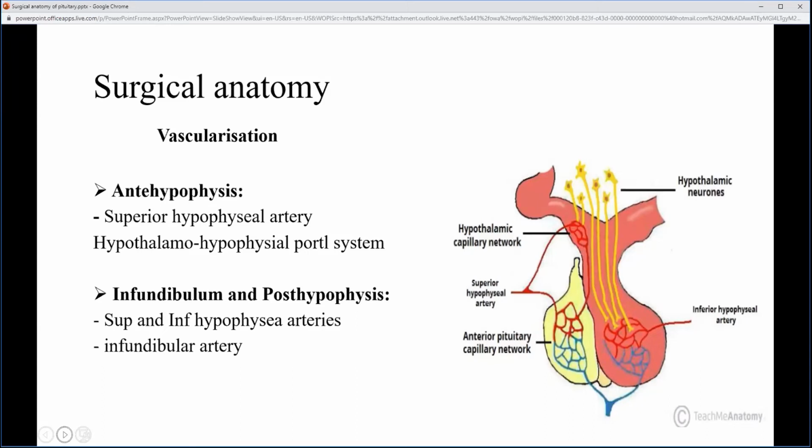As far as the posterior hypophysis and the infundibulum are concerned, they obtain vascularization from a whole lot of arterial branches, but the main arterial branches are the superior and inferior hypophyseal arteries and the infundibular artery, mainly for the infundibulum. Next slide, John.